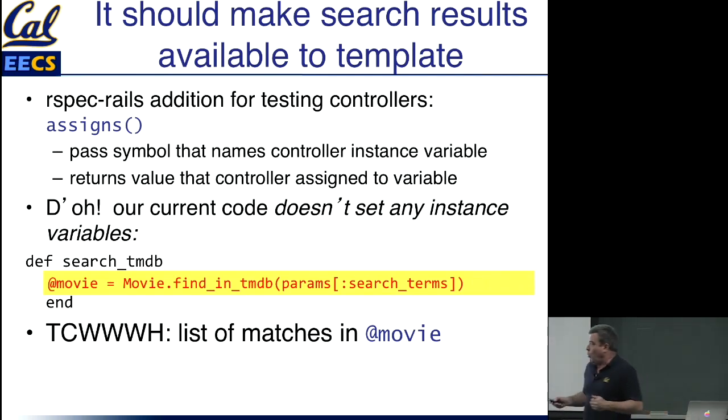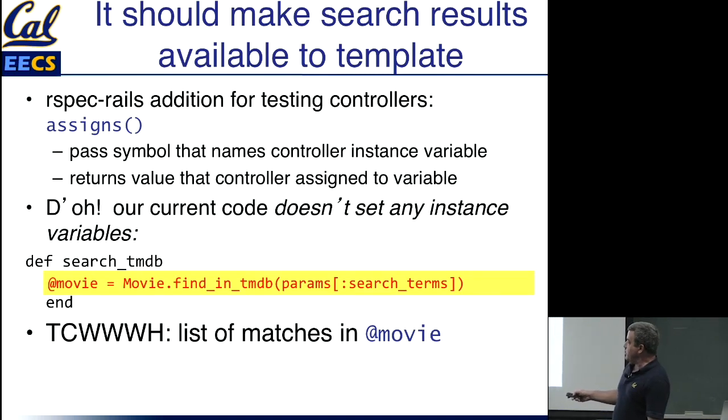So we are now in the position of needing to write a test that actually checks if this variable is getting assigned to. By the way, that's different from checking if find in TMDB got called, right? It's possible that the return value from find in TMDB might go through some other intermediate processing and then ultimately get assigned to some instance variable. So our test is really just concerned about does it get assigned to some instance variable in some reasonable way.